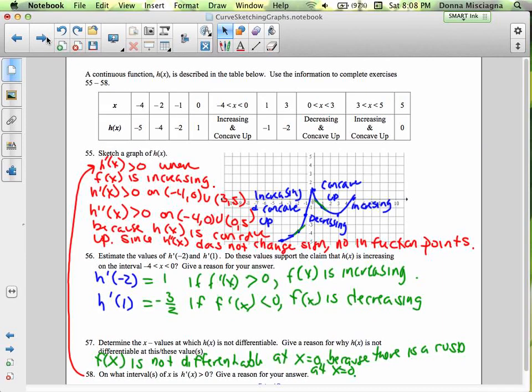All right, so a continuous function, h of x, is described in the table below. Use the information to complete exercises 55 to 58. All right, so this is all about this graph here. All right, so it gives us some selected values of, tells us some things about h of x. All right, so we have some points, and I graphed those points. So we have the point -4, -5, -2, -4, -1, -2, 0, 1. All right, those are just points on the graph. All right, I literally just graphed the points, and we knew it had to be continuous, and we connected those points. All right, no big deal.